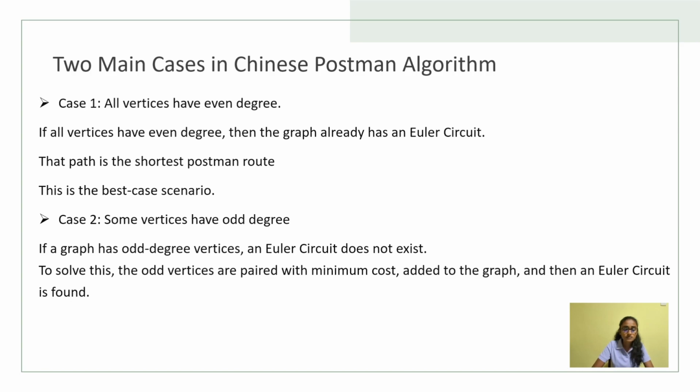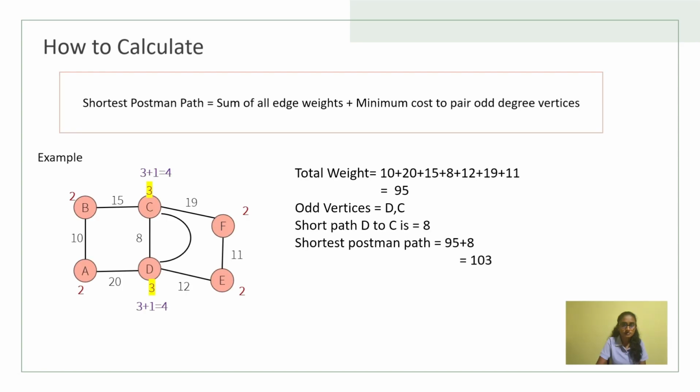To solve this, we pair the odd degree vertices in such a way that the extra cost added is minimum. Steps involved: first, identify all odd degree vertices. Second, find the shortest path between them. Third, pair them with minimum total cost. Fourth, add these paths to the graph. Fifth, all vertices become even, and the final step is find the Euler circuit.